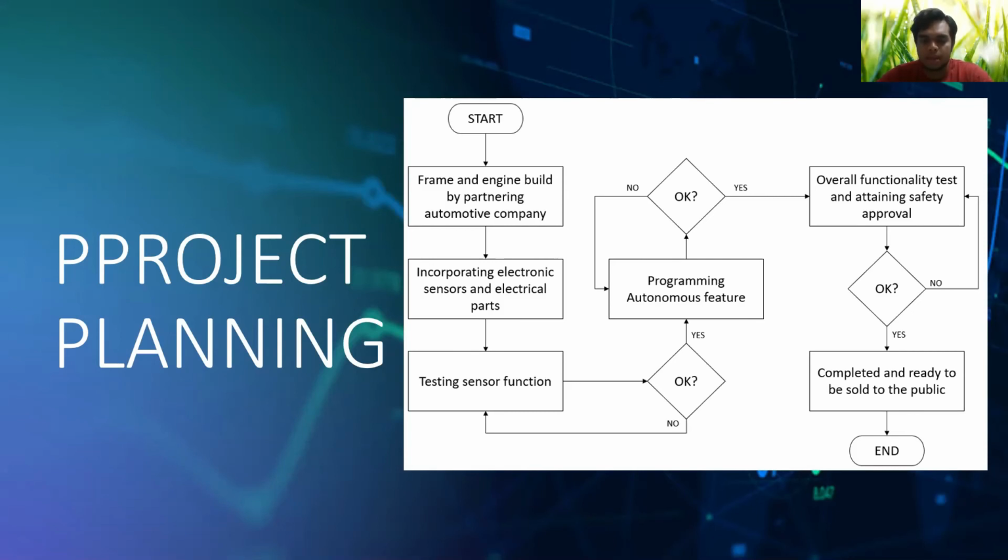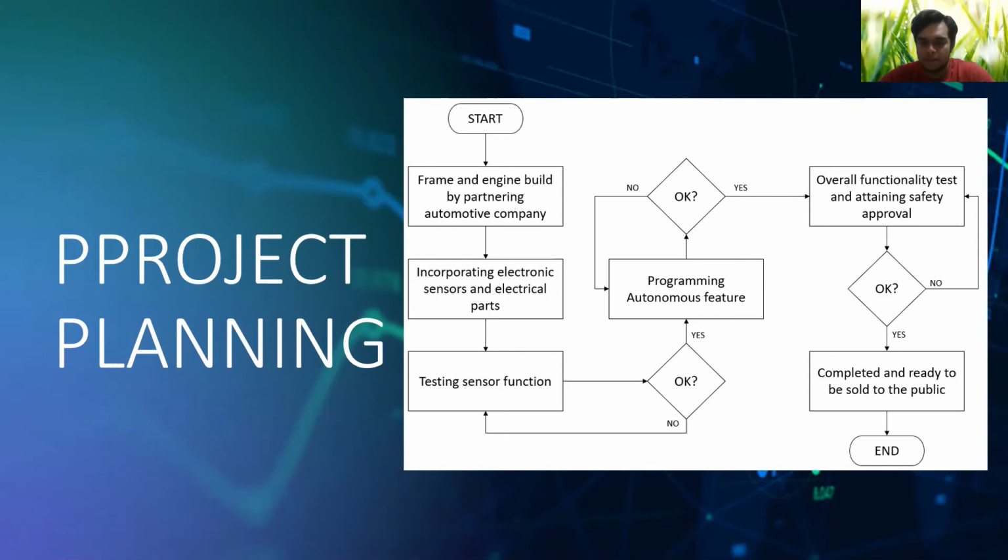Next, we'll be incorporating electronic sensors and mechanical parts once we have received the frame and the engine build from the partnering company. Then we'll test the sensor function, whether it is functioning properly or not. The sensors include the LiDAR sensor, the radar sensor, the GPS sensor, and so on. Once they are functioning very well, we'll move on to programming the autonomous feature. It will be programmed by a programmer to ensure that all the sensors are working together to form the autonomous feature.